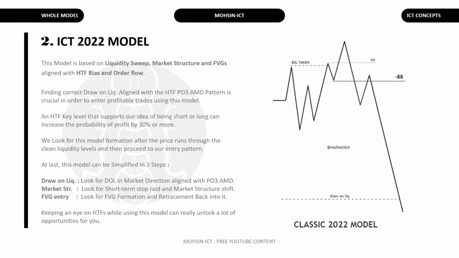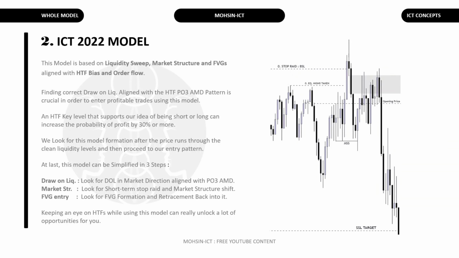Now, if you look at the depiction here, you can see after taking the buy side liquidity right here, as I said, we look for this model after the buy side or sell side liquidity has been taken, and we align with our PO3 AMD pattern. This is accumulation, and then we have bullish manipulation right here, and then we drop down, break the structure, doing a short-term stop run right here, and then we retrace, and price gives us entry going toward our drawn liquidity. Now this is aligned with our higher time frame PO3 AMD pattern, and we are also taking buy side liquidity going toward our drawn liquidity, which is sell side.